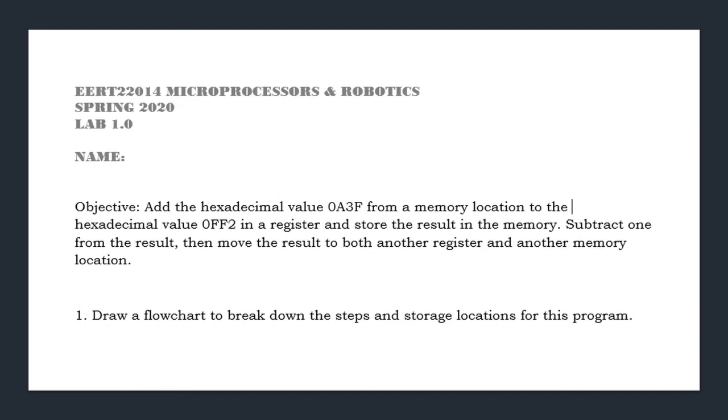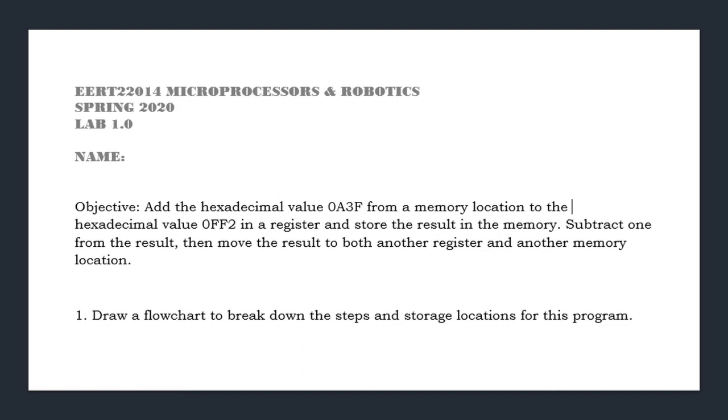Then you're going to subtract 1 from the result that you got, and if you think about it, there's a couple different commands you could do to subtract 1, and then you're just going to move that result into another register and move that result into another memory location as well. So that's the code that you'll be writing.